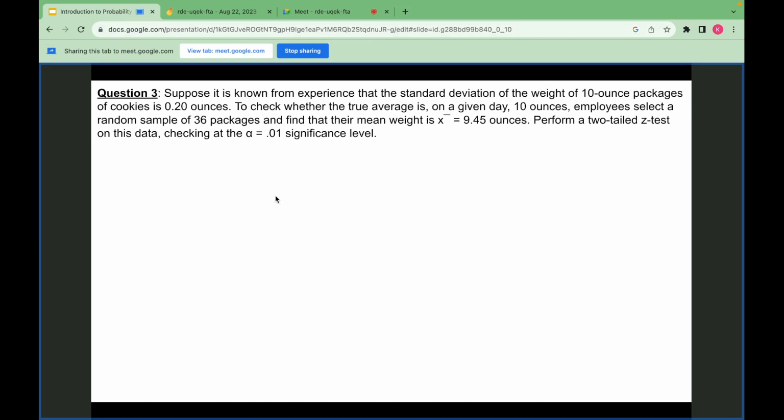So here in the question it is told that we need to perform a two-tailed test. That means the alternate hypothesis will be x bar not equal to mu, the population mu. That is, x bar is not equal to mu. This will be our alternative hypothesis, and the null hypothesis will be mu is equal to x bar.